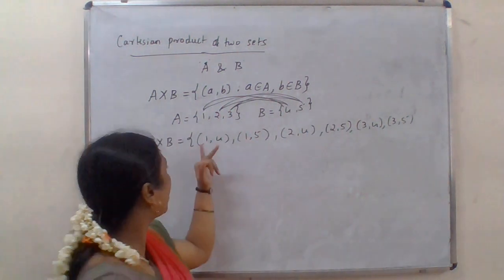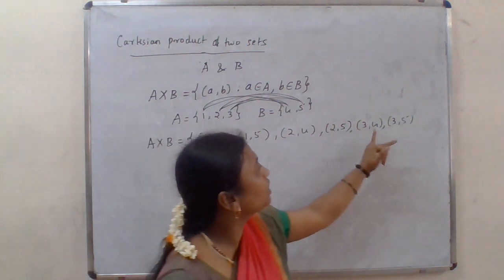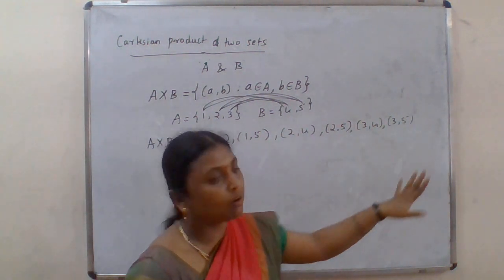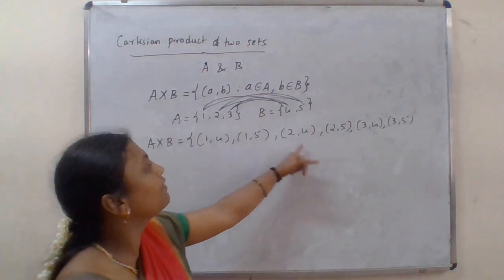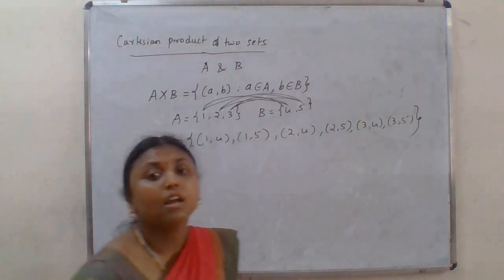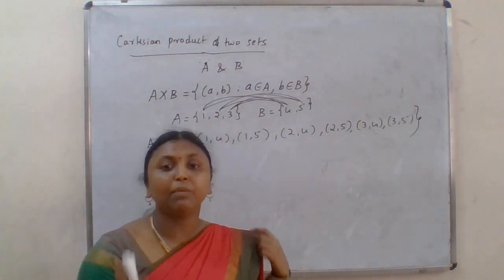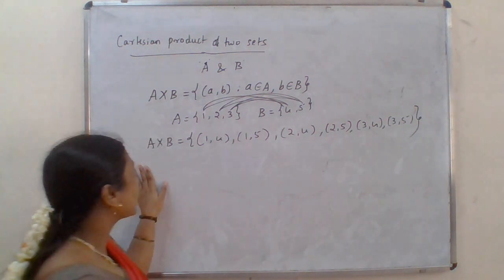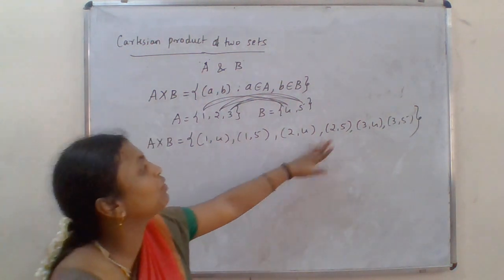So you see here, 1, 1, 2, 2, 3, 3, all the first elements belong to the set A only. The second elements 4, 5, 4, 5, 4, 5, all belong to the set B only. So the first element belongs to the first set and the second element belongs to the second set. So A cross B equals {(1, 4), (1, 5), (2, 4), (2, 5), (3, 4), (3, 5)}.